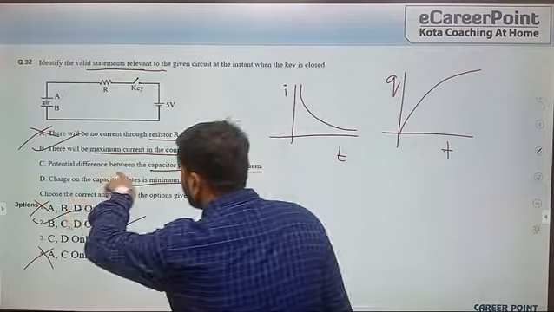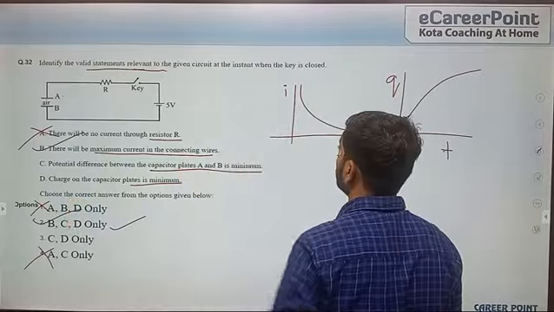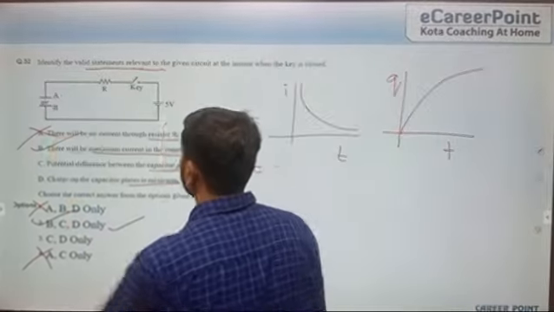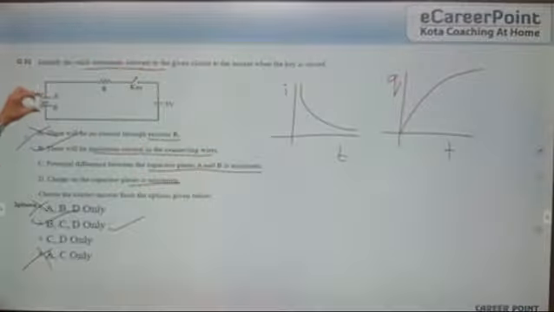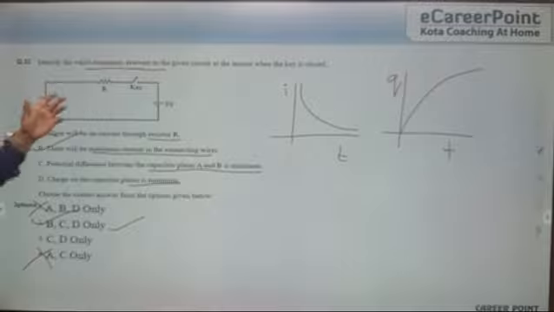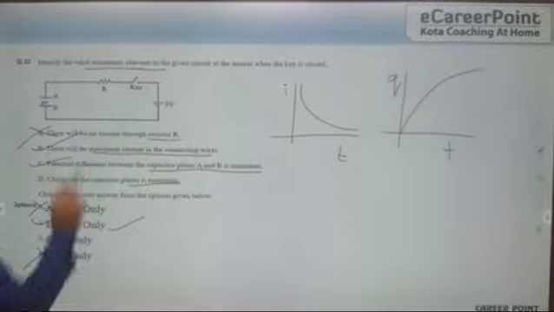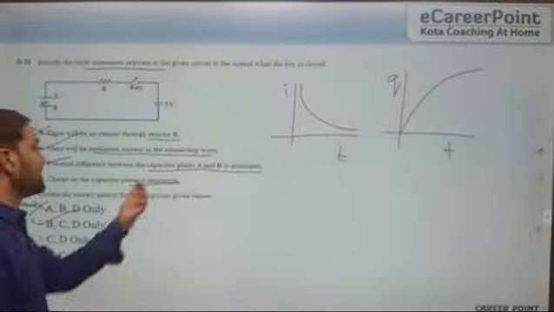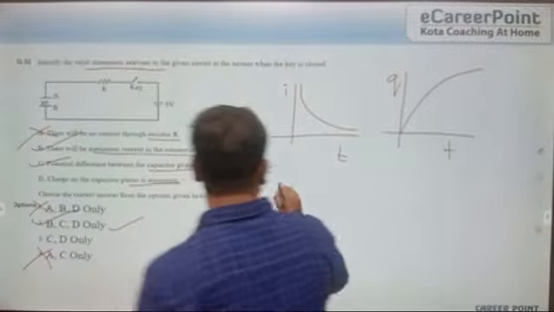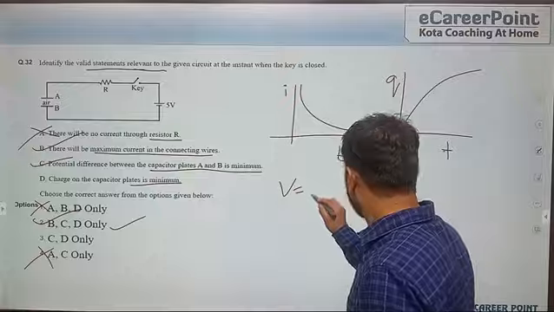So the potential difference between capacitor plates A and B: after closing the key, the potential difference between these two is 0. That is minimum, so this is also correct. And the charge on the capacitor plate is minimum. We know that Q is equal to CV.